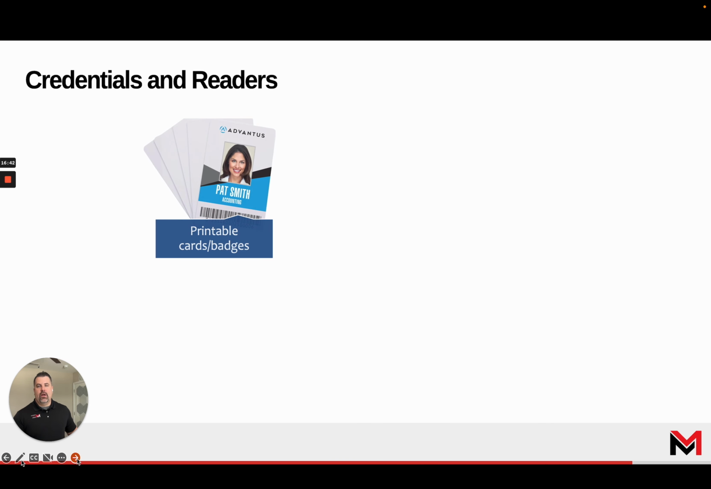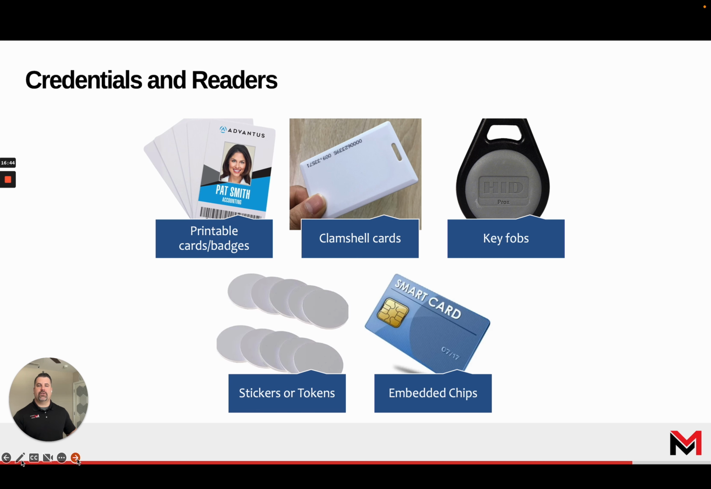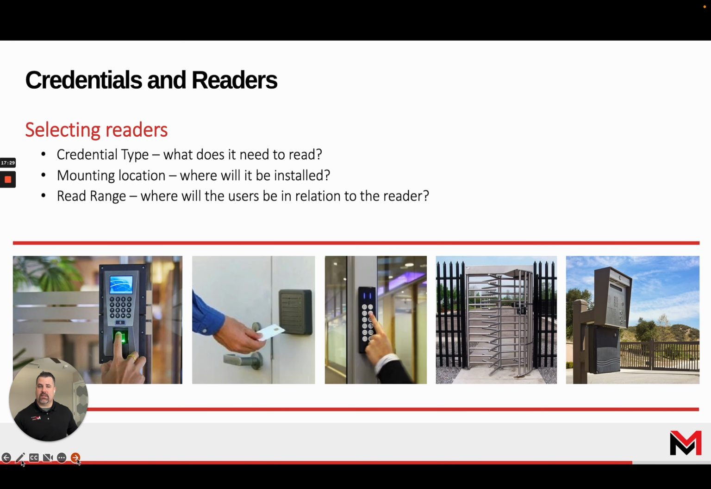Just taking a quick look, there's a variety of different types of credentials, including mobile credentials where you can use your phone. These are different form factors of credentials that can be printable for visual identification of a badge, what we call clamshell cards or a key fob, some sort of a sticker or token, or even these smart card embedded chips. All of those also will have various technologies inside the device that can change. So just know that there's quite a few different options here, and being sure to select the right credentials will have a direct impact on the system.